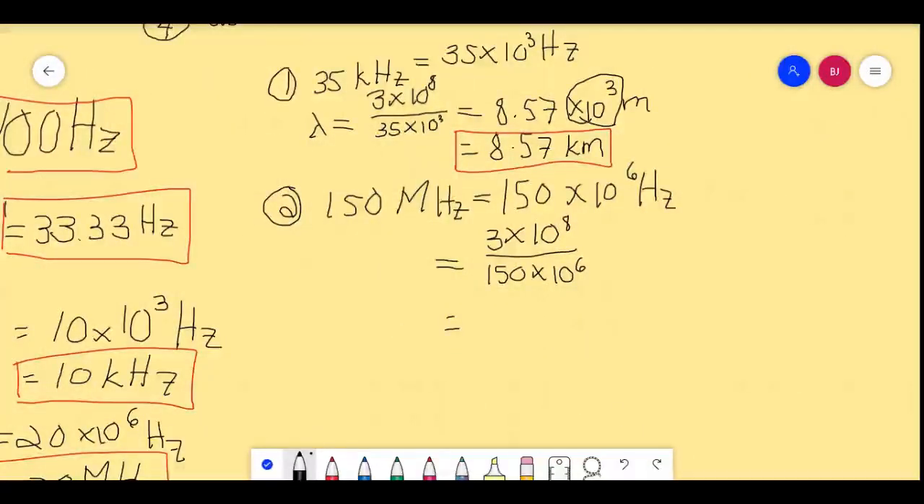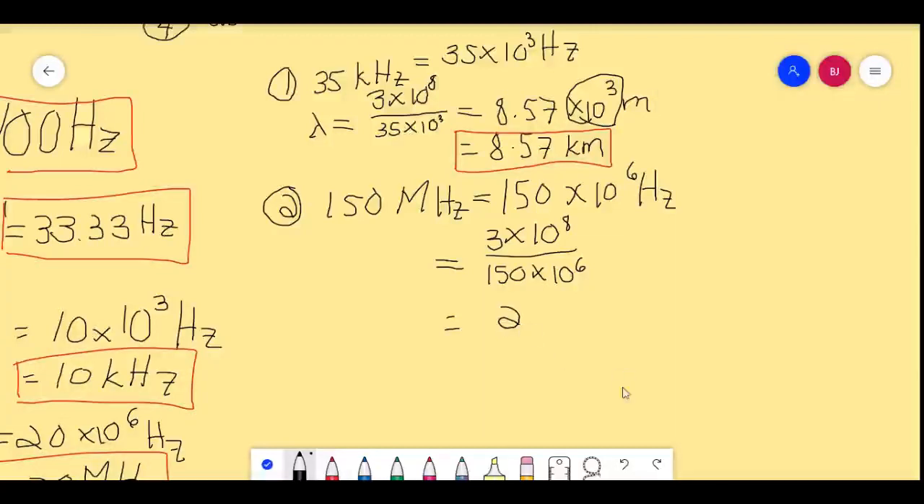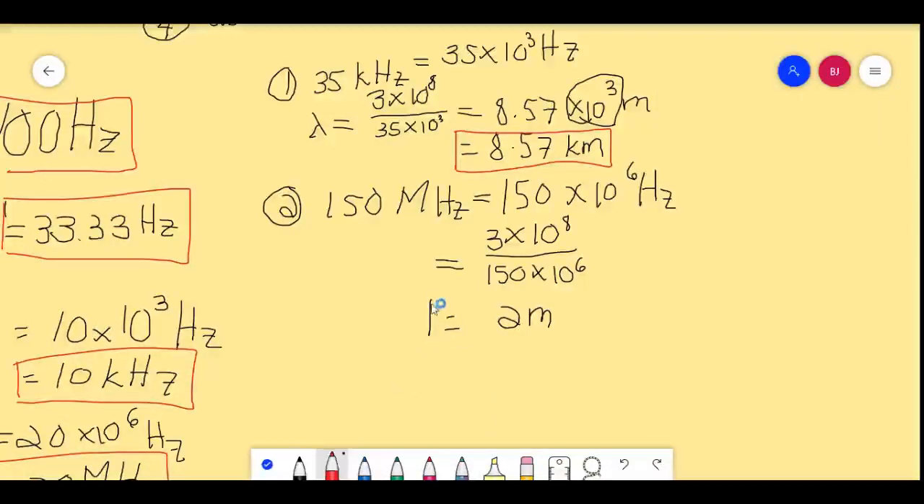And then our answer, let's look at our calculator. Clear this up. So 3 exponent 8 for the top portion, or the numerator. Then for the denominator, divided by 150 times 10 to the 6. And this would be equal to 2. So the unit is in meters. You don't have to put this into engineering notation, as remember, if we have just 1, 2, or 3 whole numbers, then we're all set. And then don't forget the unit, which is in meters. So this would be our answer.